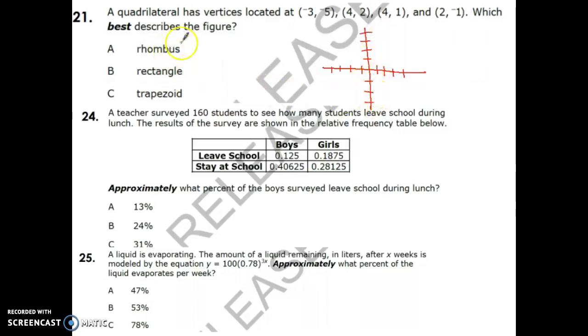All right, so what do we know about a rhombus? A rhombus has all equal sides. So a square is a rhombus. What do we know about a rectangle? Opposite sides are equal. A trapezoid has one pair of parallel sides. That's what them two L's mean, parallel sides.